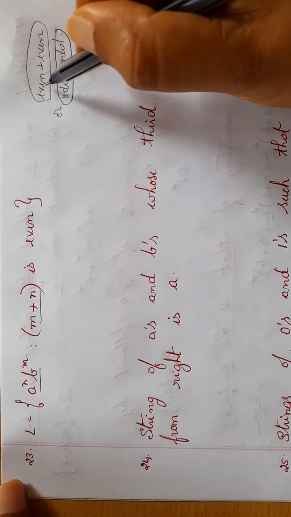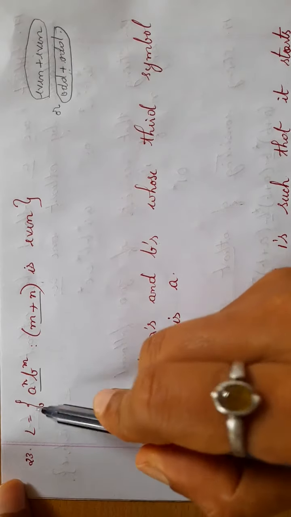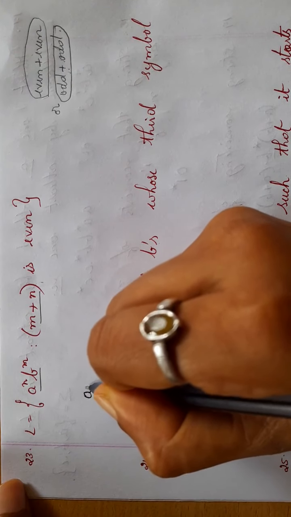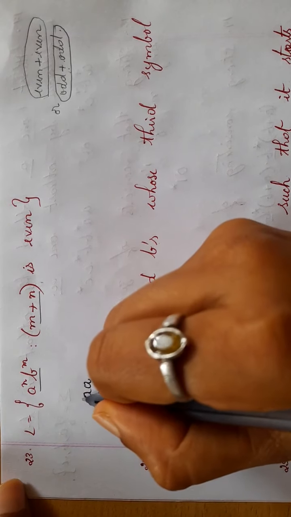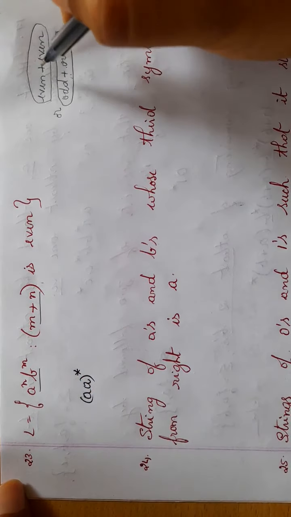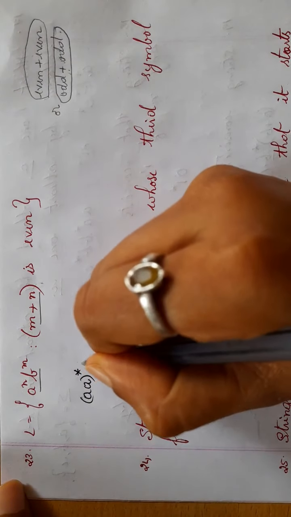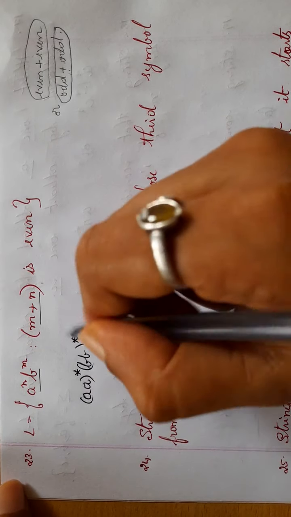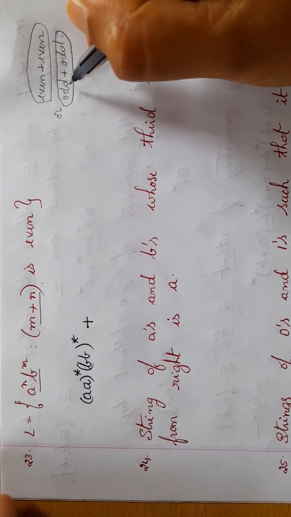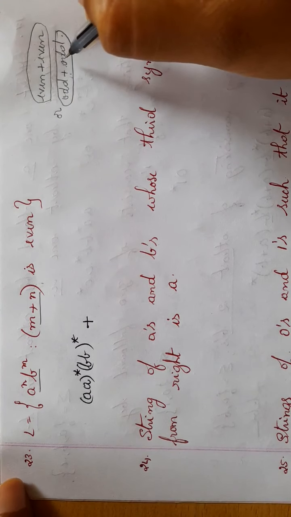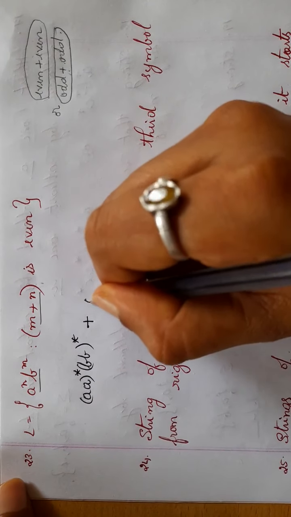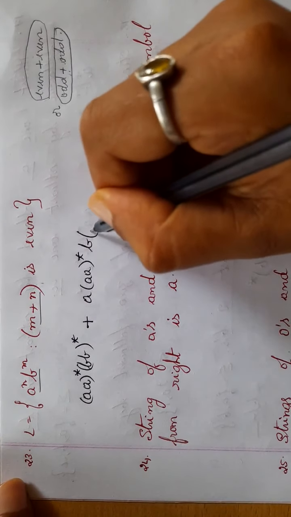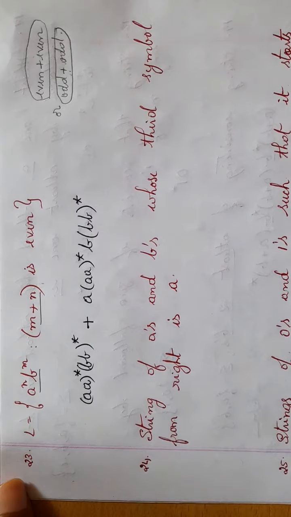That is, an even number of A's and an even number of B's, so A followed by B. How will you write an even number of A's and B's? An even number of A's, AA, can repeat any number of times, and then an even number of B's, that is BB. Even number of A's, even number of B's, or I can have an odd number of A's and then an odd number of B's. How to write an odd number of A's? One A extra here. So A, AA star, and then B, BB star.